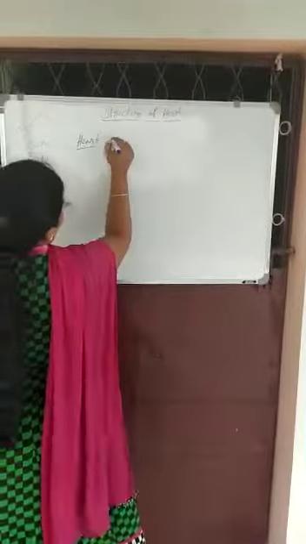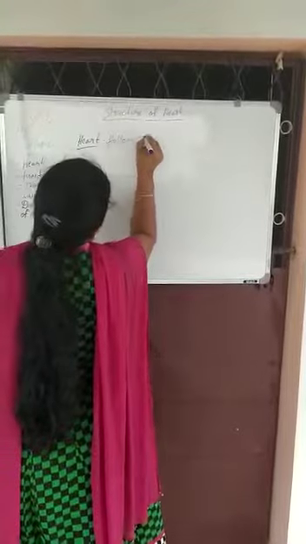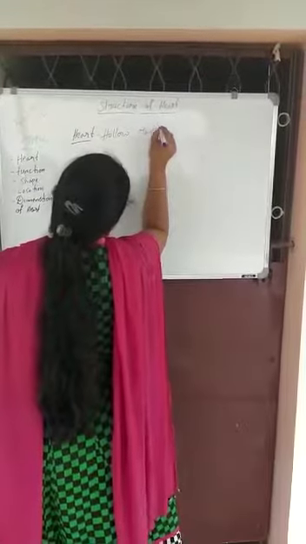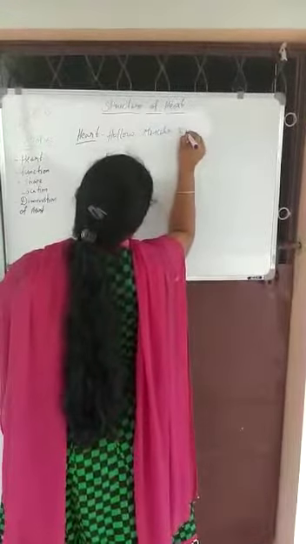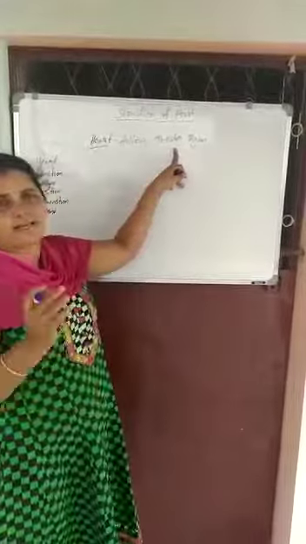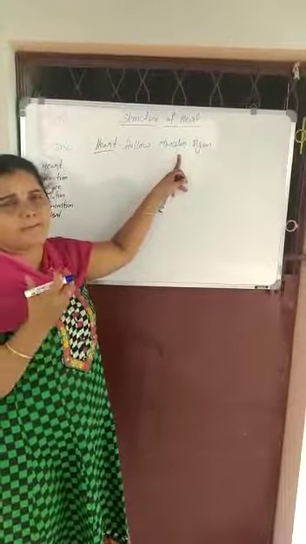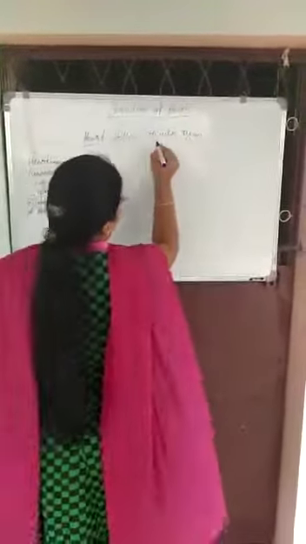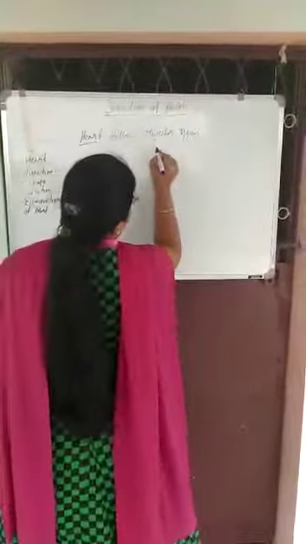What is the heart? The heart is a hollow muscular organ. Hollow means empty. Muscular means the entire heart is made with muscles. So what type of muscles? Cardiac muscles. The entire heart is made with cardiac muscles.